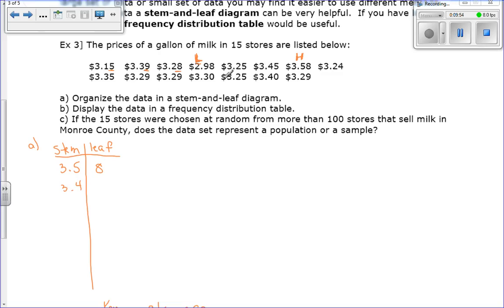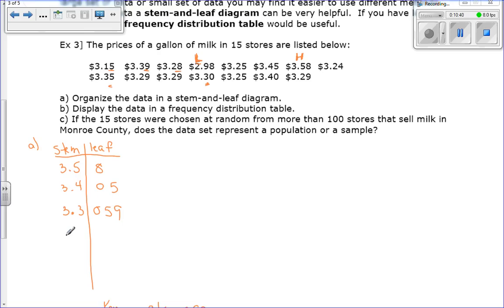Now I'm going to look for something in the $3.40 range. If I look into my data, I have a $3.40 and I have a $3.45. So I have a 0 for $3.40 and then a 5 for $3.45. I need to put these in order. Now I need to look for the $3.30 range. I have a 335, a 330, and a 339. So we have a 0 for 330, 5 for 335, and a 9 for 339.